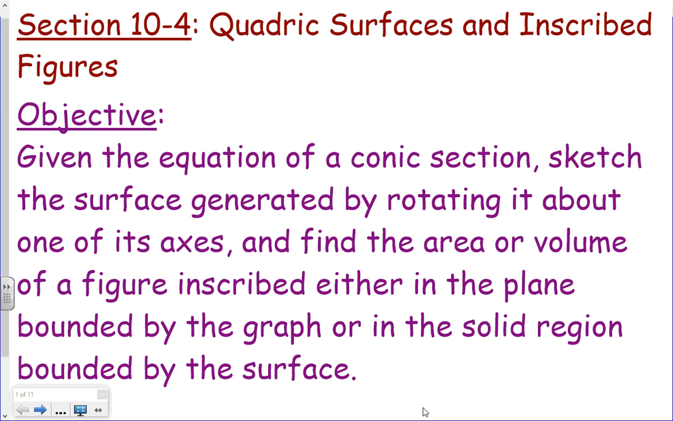So our objective here is, given the equation of a conic section, sketch the surface generated by rotating it about one of its axes and find the volume or area of a figure that's inscribed either in the plane bounded by the graph or in the solid region bounded by the surface. So we'll deal with the first part of this here, just understanding what the quadric surfaces are and being able to sketch those. And we'll tackle the inscribed figures and finding the volume or area of those in the second half of section 10.4.